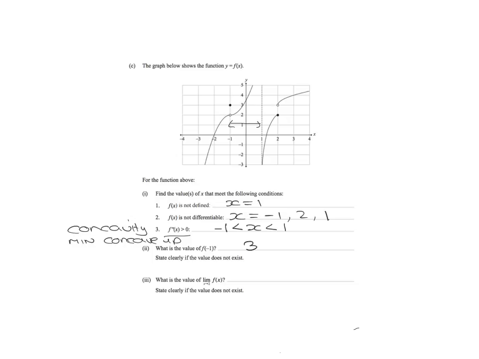And finally, it's asking for the limit of the function f of x as x tends to 2. To find limits, look at the function going from the left and look at the function going from the right. So as we head from the left, you can see that the function is heading towards 2. As we go from the right, you can see that the function is heading towards 3. Because they're not heading towards the same number, this means there is no limit.